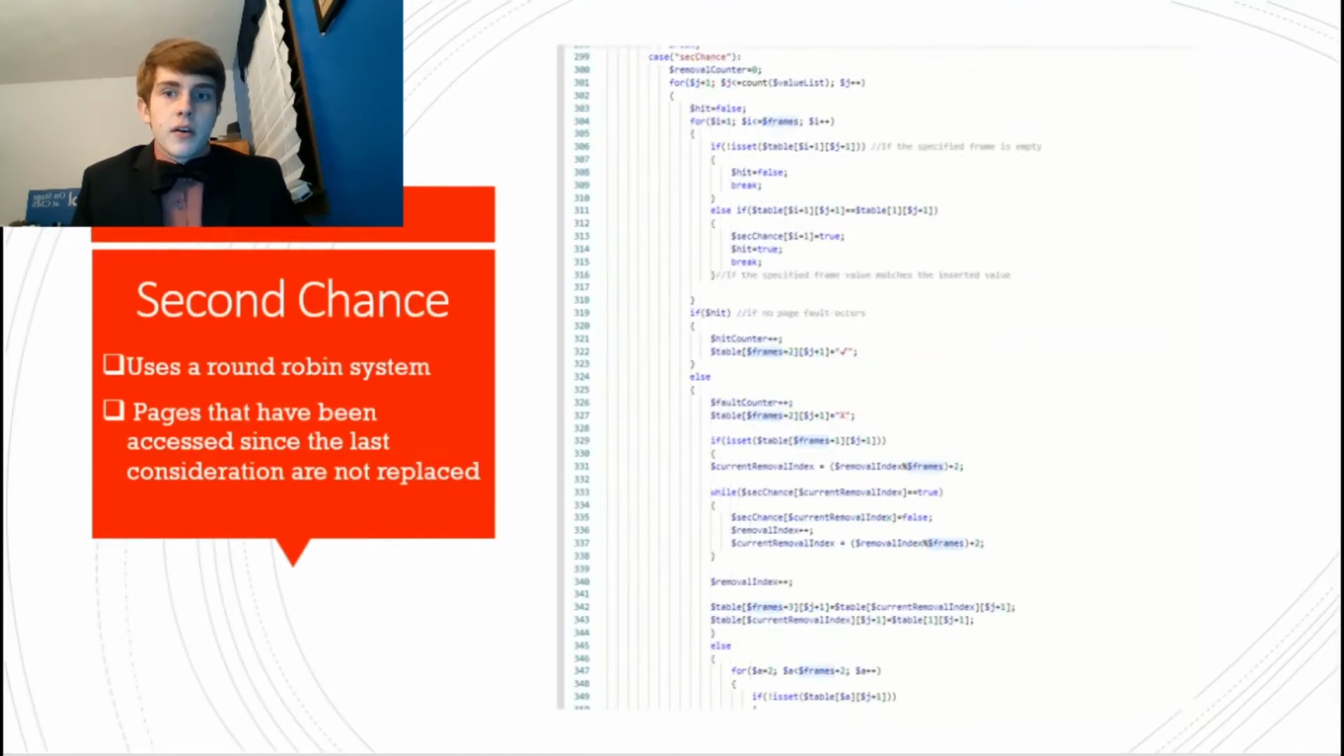Lastly, we have the second chance algorithm, which uses a round robin system of incrementing through all of the frames that are present. On a hit, it will mark a given frame with a second chance boolean, and on a miss, it will first check to remove that boolean, and if that boolean isn't present, it will remove that frame.